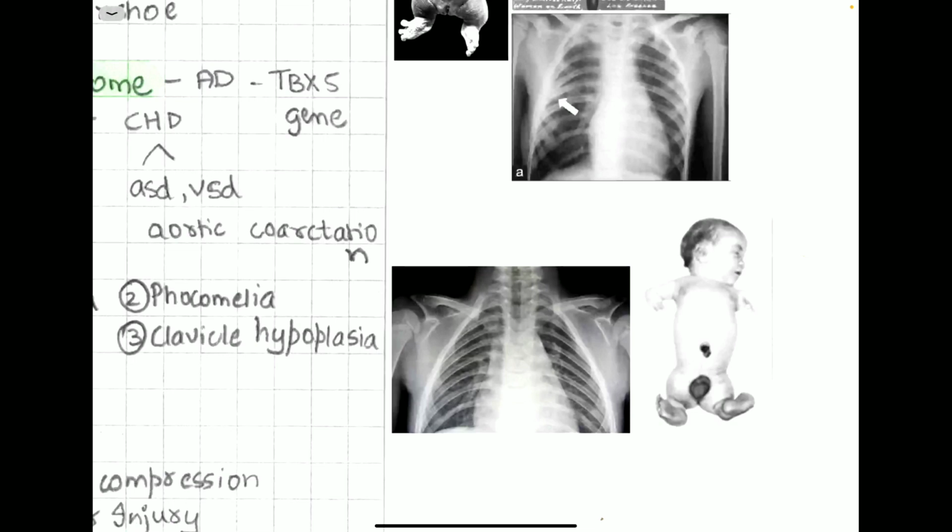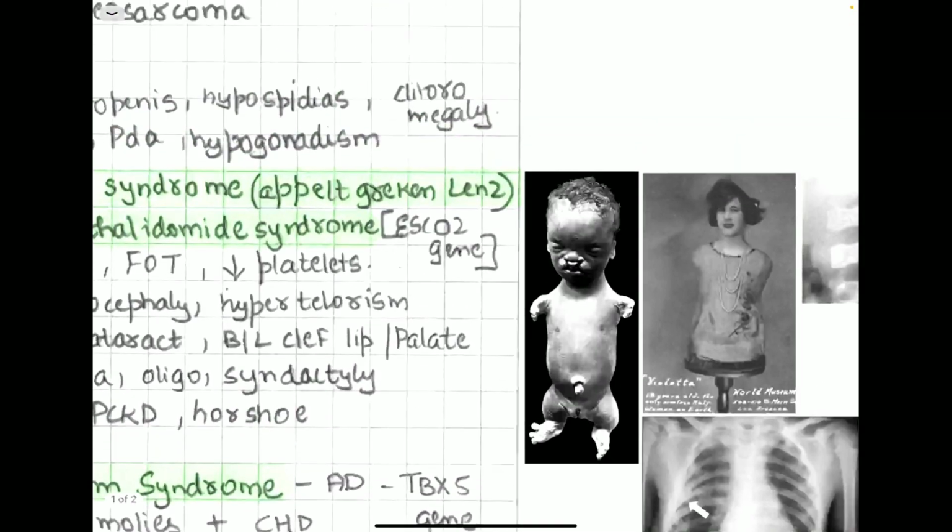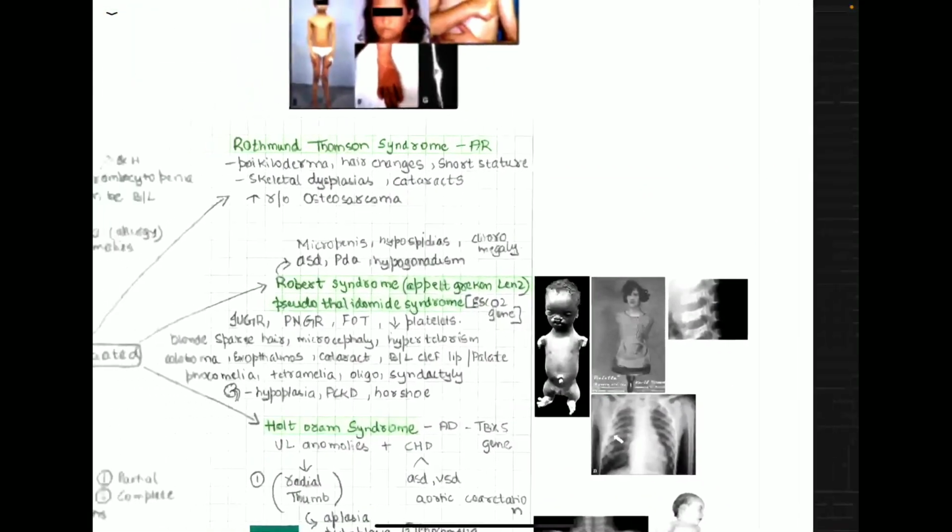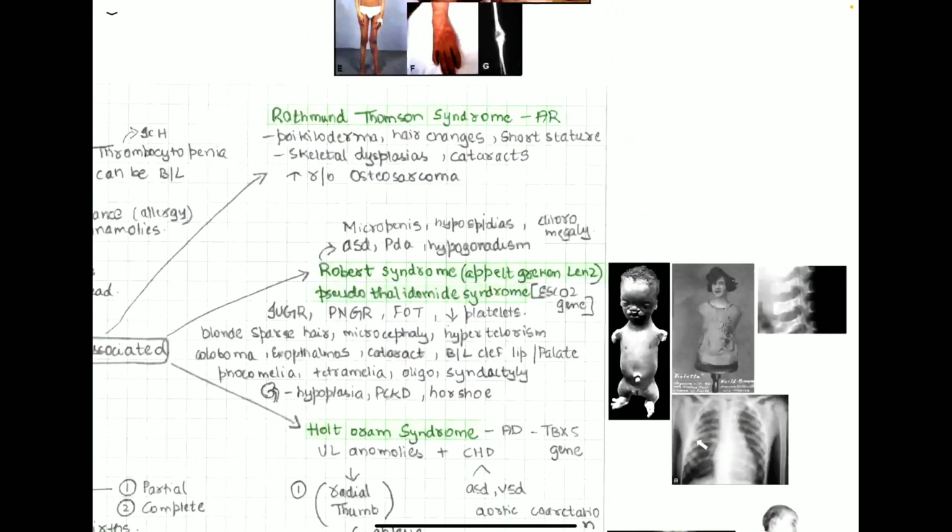There is another syndrome where there is radial hemimelia, which is called Roberts syndrome. Roberts syndrome is also called pseudo-thalidomide syndrome or Roberts phocomelia syndrome. It is due to a defective gene called the ESCO2 gene. In this disease, there is intrauterine growth restriction. Postnatal growth restriction can also occur. There is failure to thrive in the baby. There is thrombocytopenia, which increases the risk of intracerebral hemorrhage in the newborn.